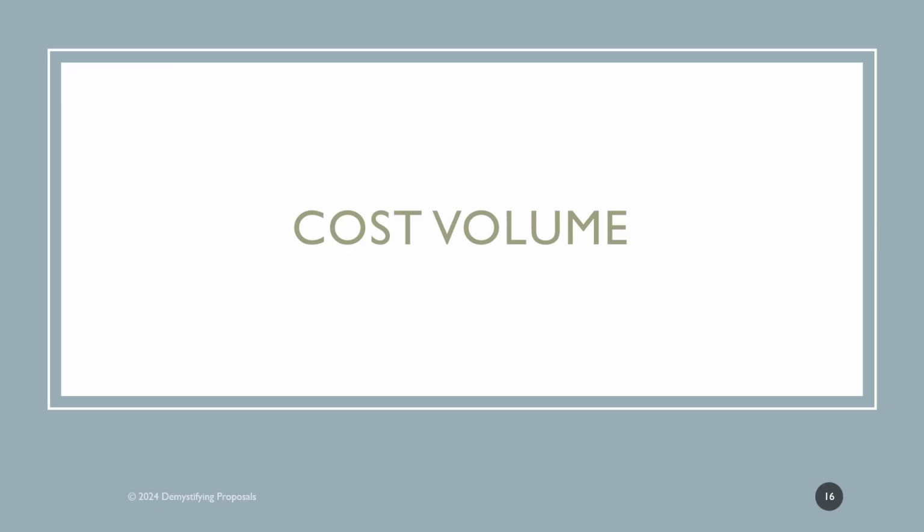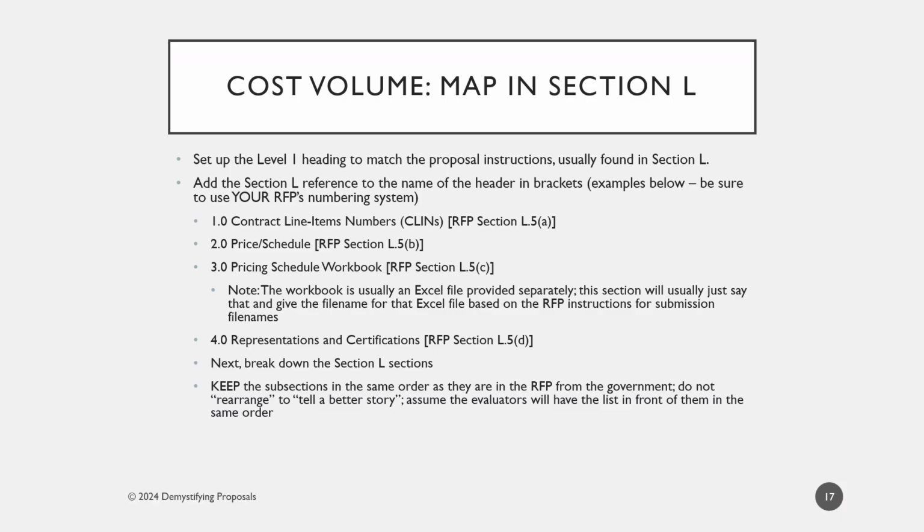Now we're going to talk about the cost volume, also sometimes called the business volume or the pricing volume. For the cost volume, you want to do basically the same thing as you did for the technical. You're going to follow the instructions in section L and make sure that all of your level 1 headings match the proposal instructions. So that section L1, if that's what the requirement is contract line item numbers, for example, then section 1 of your proposal should also be CLINs.